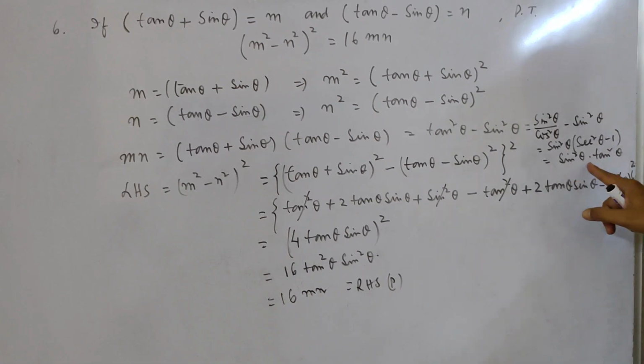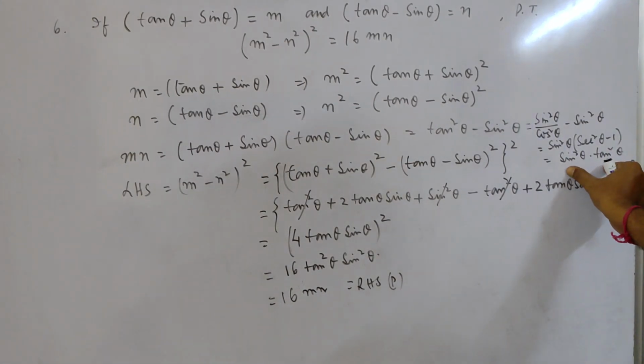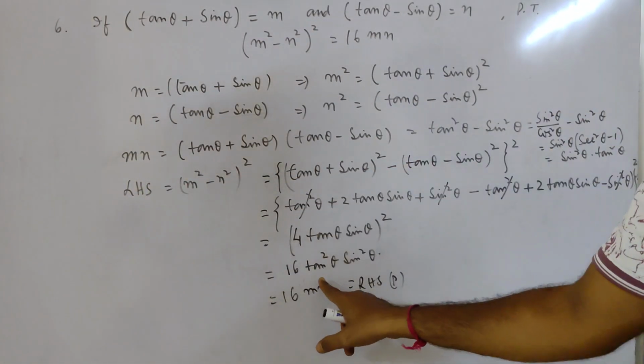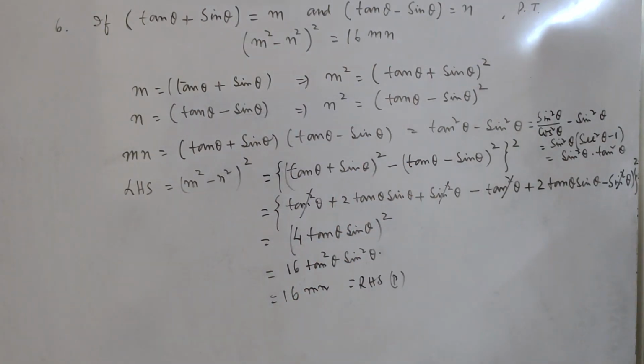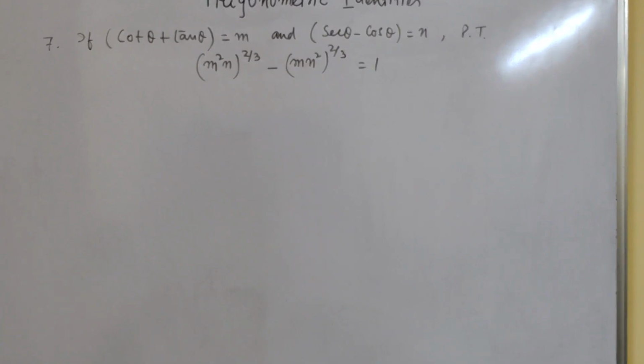So sec square theta minus 1 is equal to tan square theta. So sin square theta tan square theta is equal to mn. So here sin square theta tan square theta is equal to mn, it is equal to the right hand side. So it is proved. Next problem.